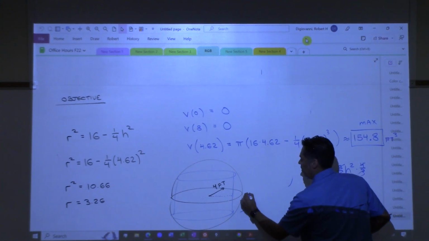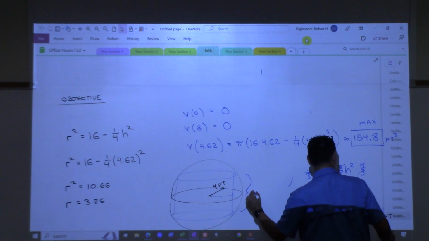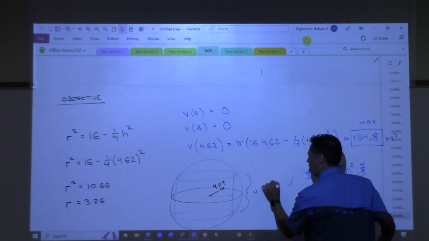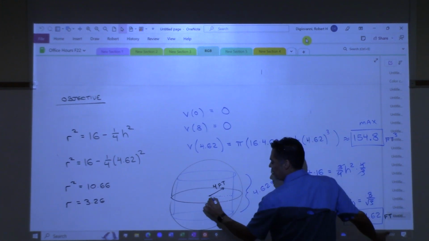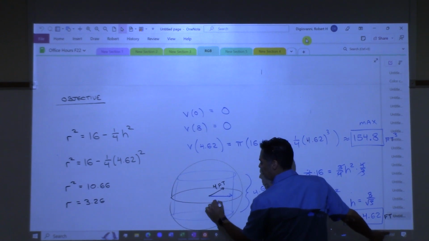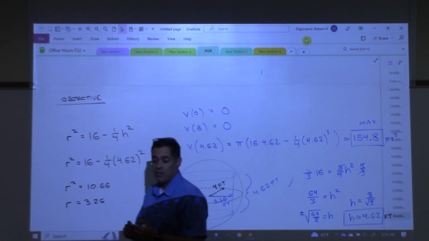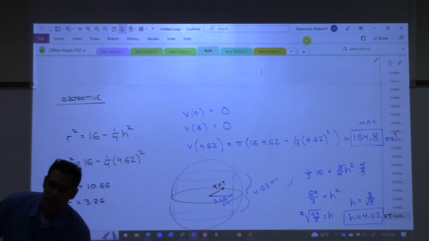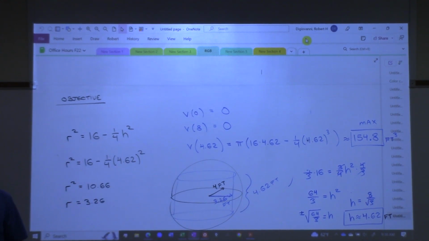If this distance from here to here is 4.62 feet, and my radius from here to here is 3.26 feet, then I will have the largest possible cylinder in there with a volume of 154.8 cubic feet. All right, we're done. Any questions?